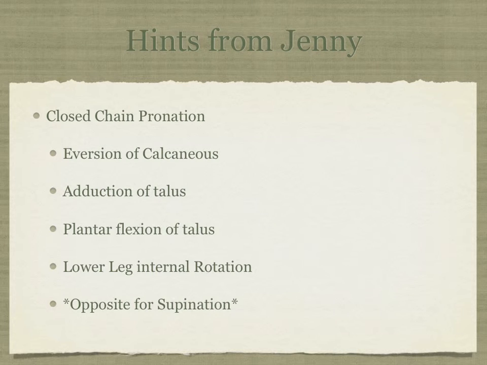Closed chain pronation results in eversion of the calcaneus, abduction and plantar flexion of the talus, and lower leg internal rotation. And the opposite is true for supination. It inverts the calcaneus, abducts and dorsiflexes the talus, and the lower leg externally rotates. This was a good one too.